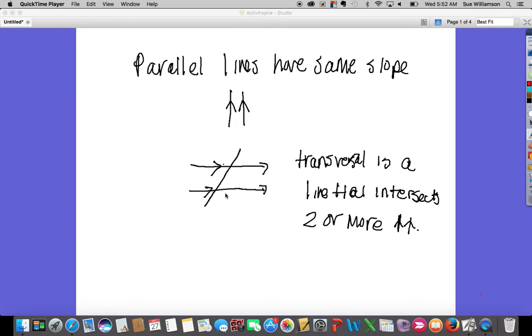But if lines are parallel, if they are cut across by a line that intersects each of them, that line is called a transversal. And the prefix trans means across. So again, a transversal is a line that intersects two or more parallel lines. And when you have these parallel lines that are cut by or intersected by this transversal, they create or form special angle relationships. And that's what we want to talk about today.